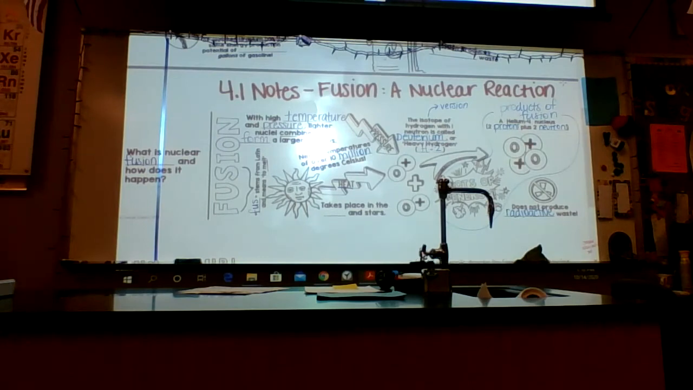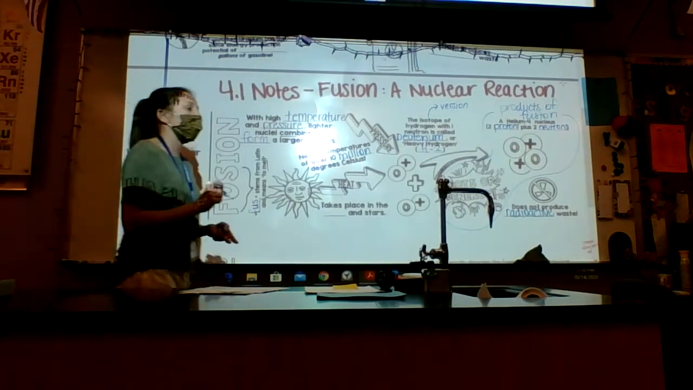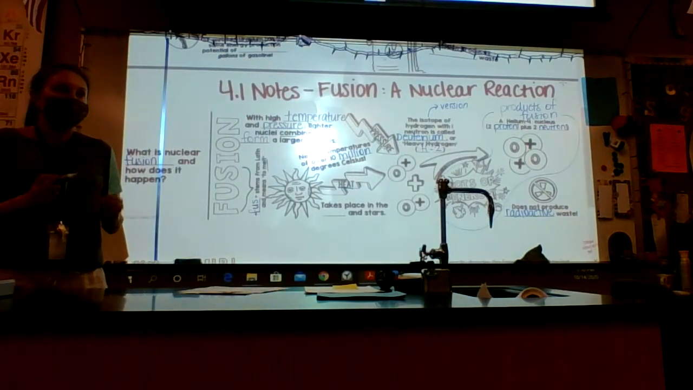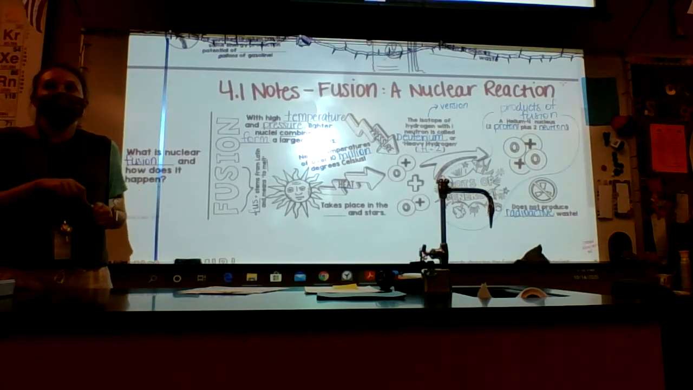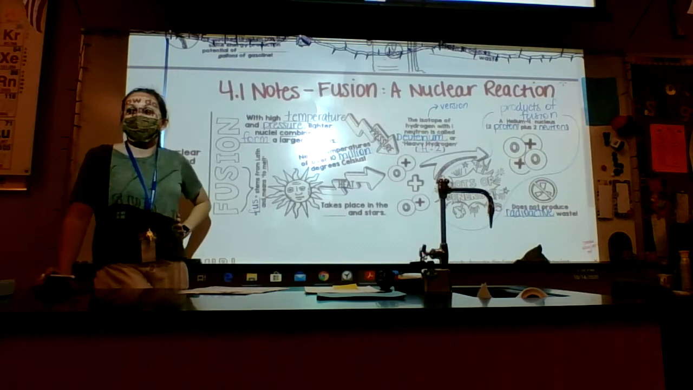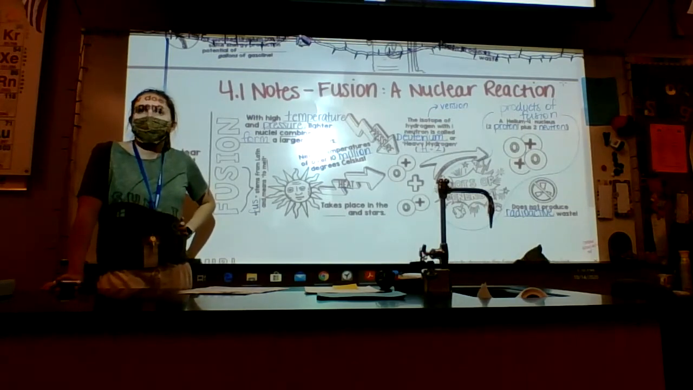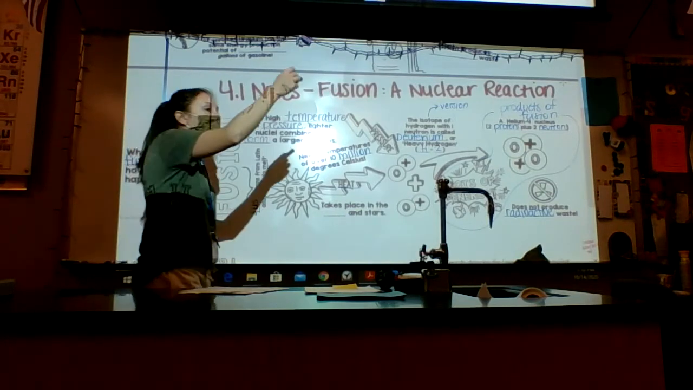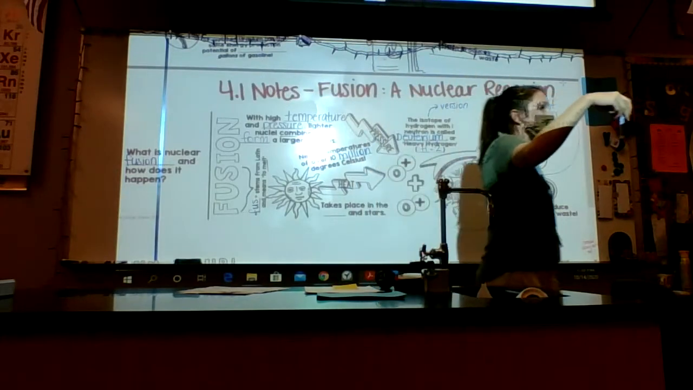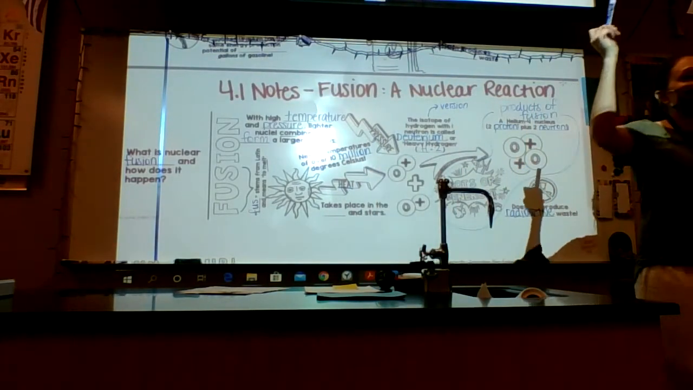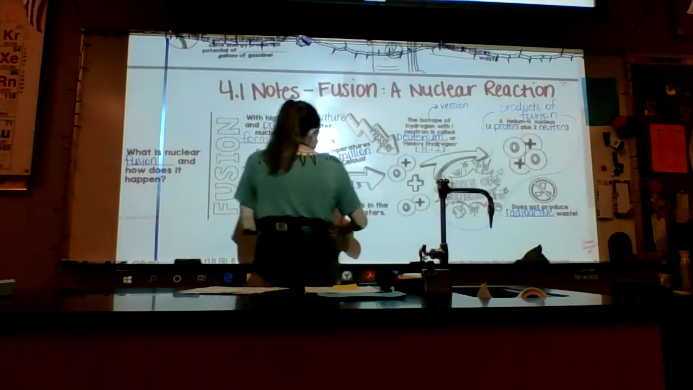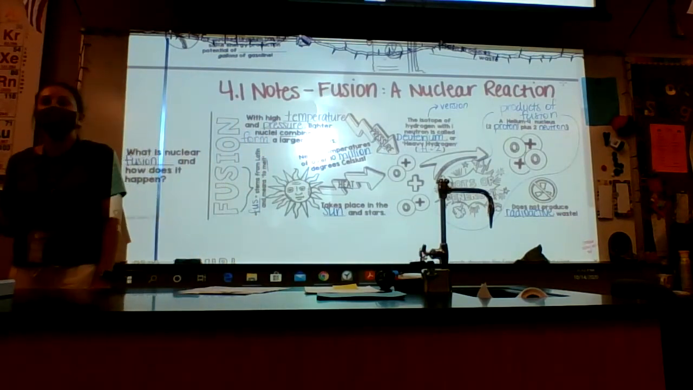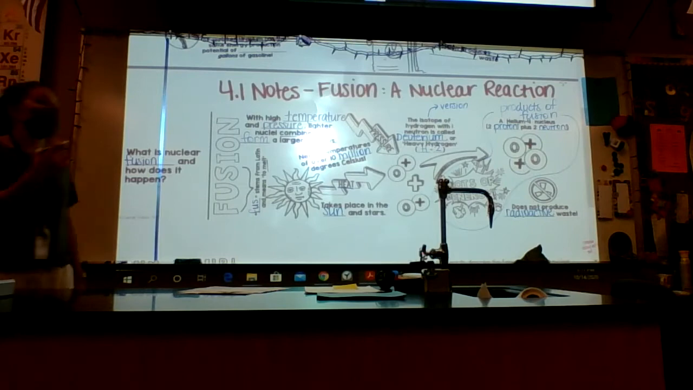So if fusion makes a bunch of energy and doesn't make radioactive waste, why don't we use that instead of fission in our nuclear power plants? Because we're poor. Why are we not using fusion instead of fission? Because you can't. We can't get that high of temperature and that high of pressure here on Earth. What is something that has really high temperatures already? The sun. So fusion naturally occurs in the sun and stars, because the sun is so hot.